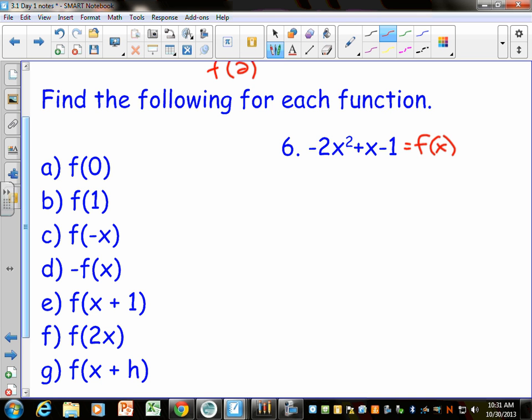You can write down what you want, but I'm going to do all of them. So for A, if I do f of 0, that just means everywhere that there's an x, you replace with a 0, which means you probably aren't going to show any work on that, right? Because you could just say that's 0 plus 0. That would just give me negative 1. Can you follow me on that?